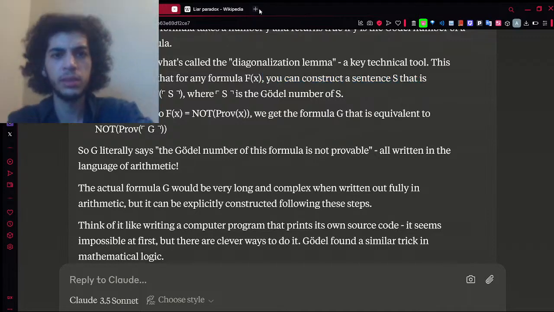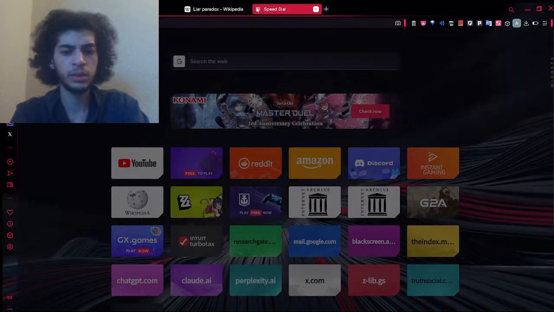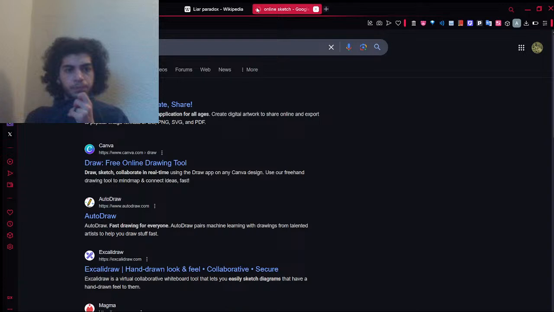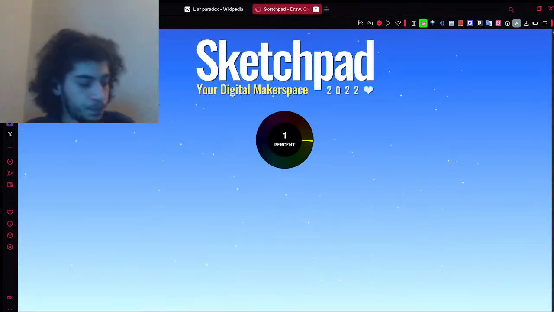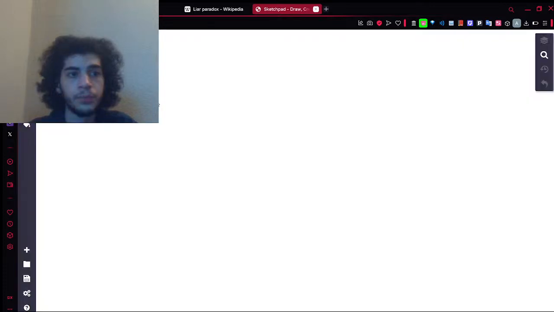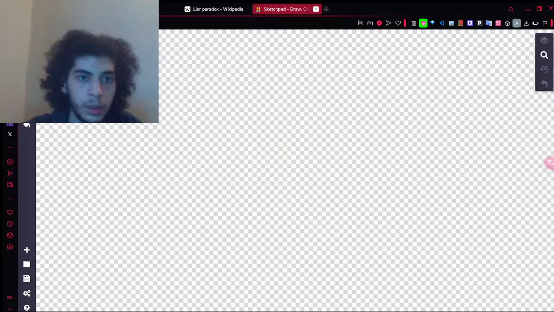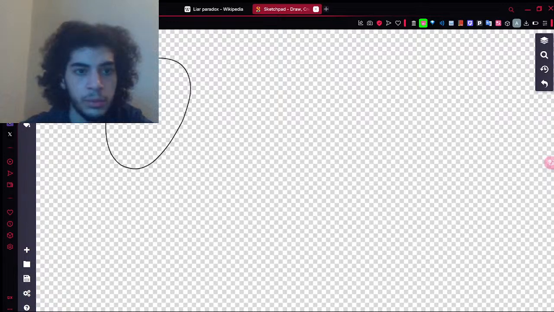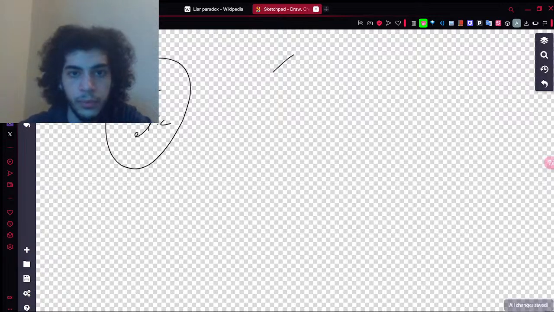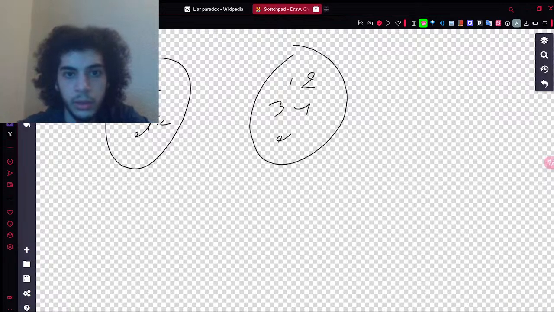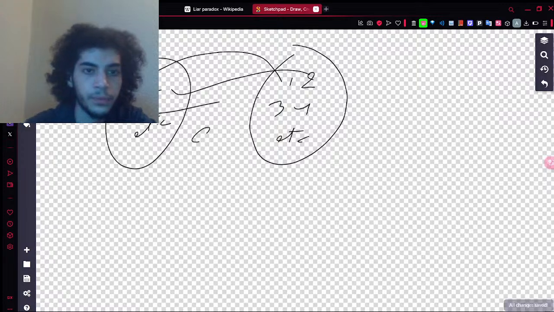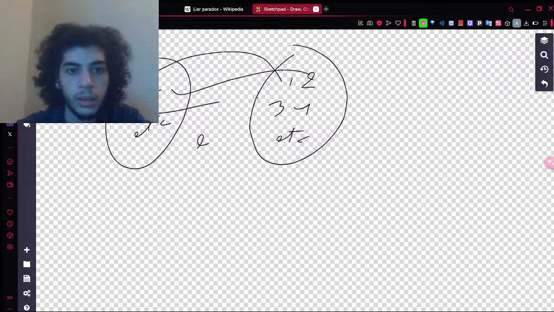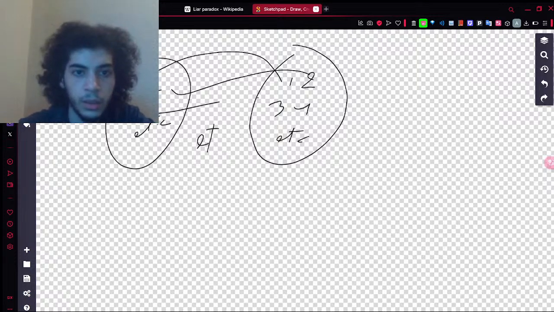Okay, let's try an online sketch. As far as I understand, we have symbols here like plus, minus, times, etc. Here we have numbers 1, 2, 3, 4, etc. Now we connect these one to one.